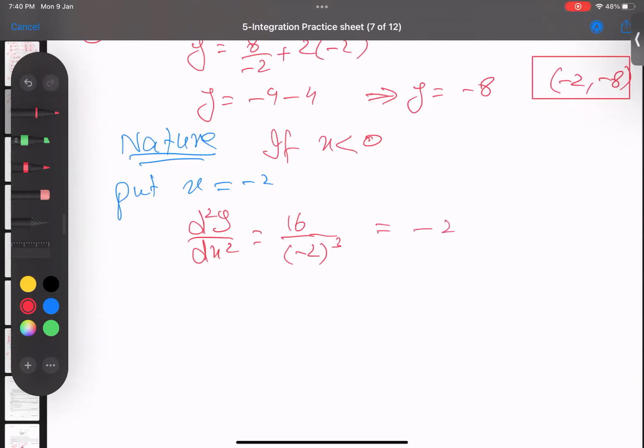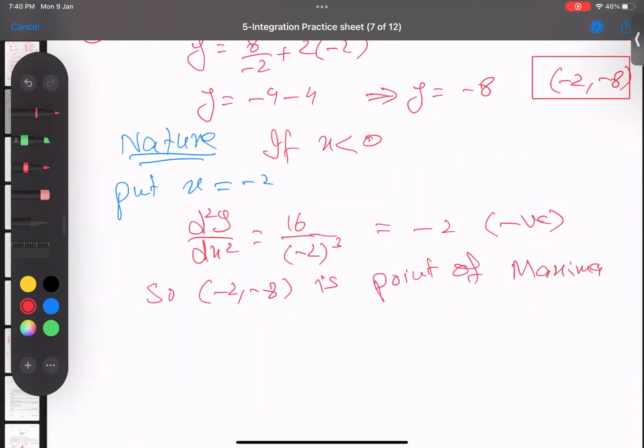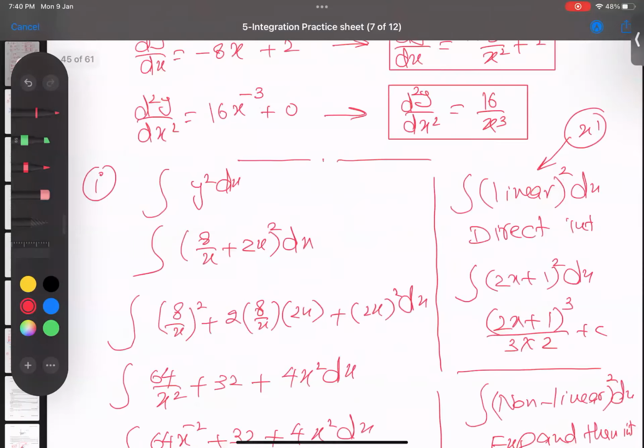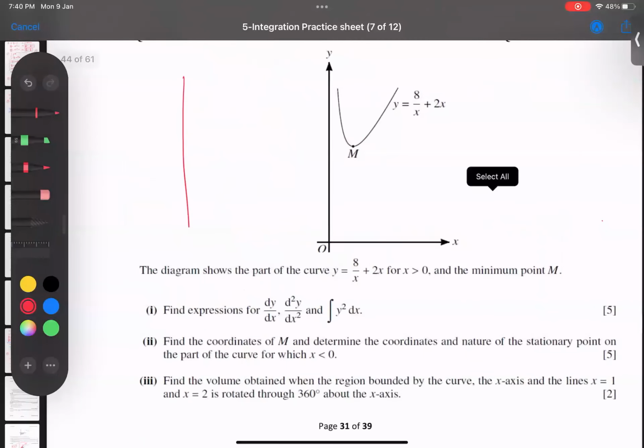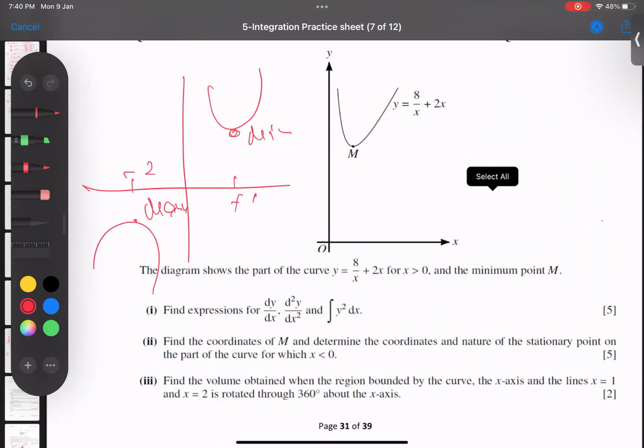Putting -2, we get a negative answer, which means point of maxima. So -2 comma -8 is a point of maxima. Even you can observe from the diagram. See, have a look here. As I said before, this graph and this graph. This is a point of minima, and this is a point of maxima. So at -2 I'm getting a maximum and at +2 a minimum. So this is the whole story.